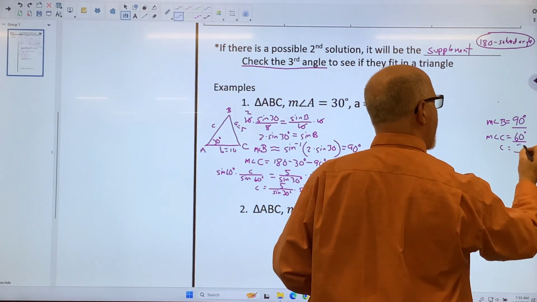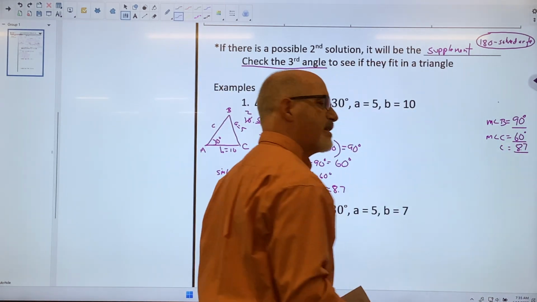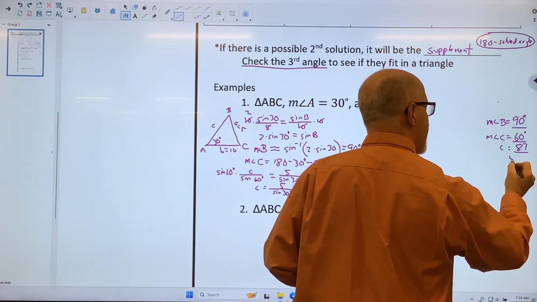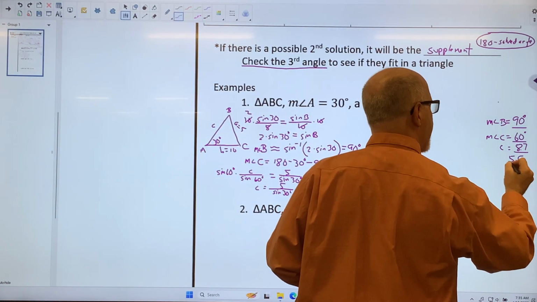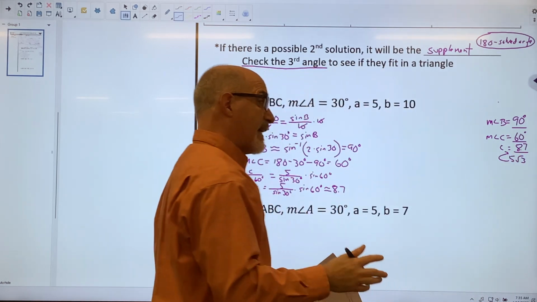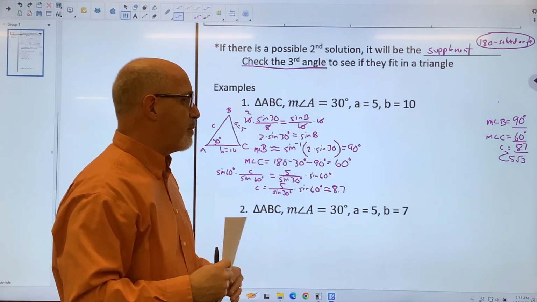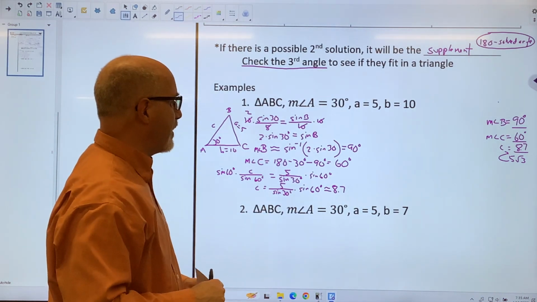Now be aware that if you notice that this is a 30, 60, 90, what you get as an exact answer is 5 square roots of 3, if you want to list it that way. But again, if I'm doing the problem just as I would do other problems, 8.7 would be what I'd use to give a rounded answer.